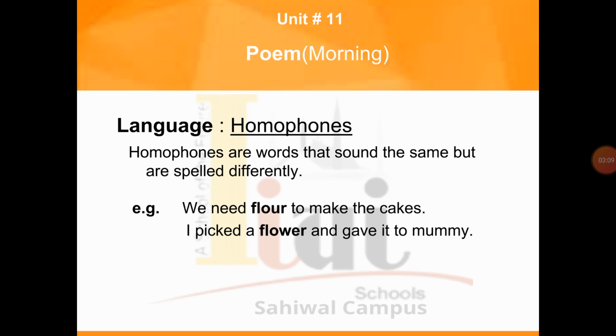The other flower is FLOWER, which is a flower like rose or jasmine or any other flower. I picked a flower and gave it to mummy. This is a perfect example of homophones, flower and flower. Those have the same sound but are spelled differently and their meanings are quite different.